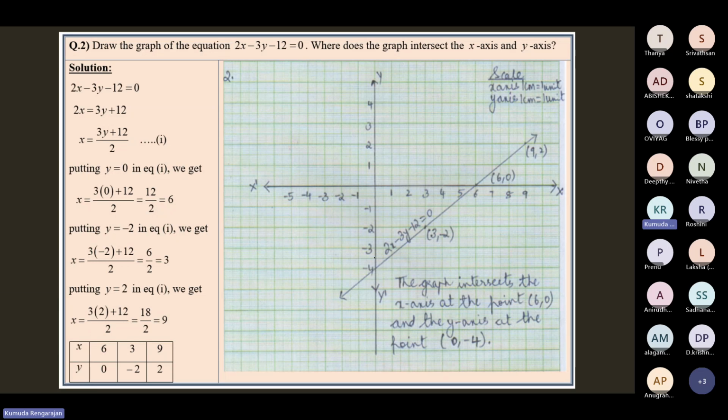on this line, there are so many points on this line. It's a line. It extends indefinitely. So there are so many points on this line. Every point on this line will satisfy this equation.